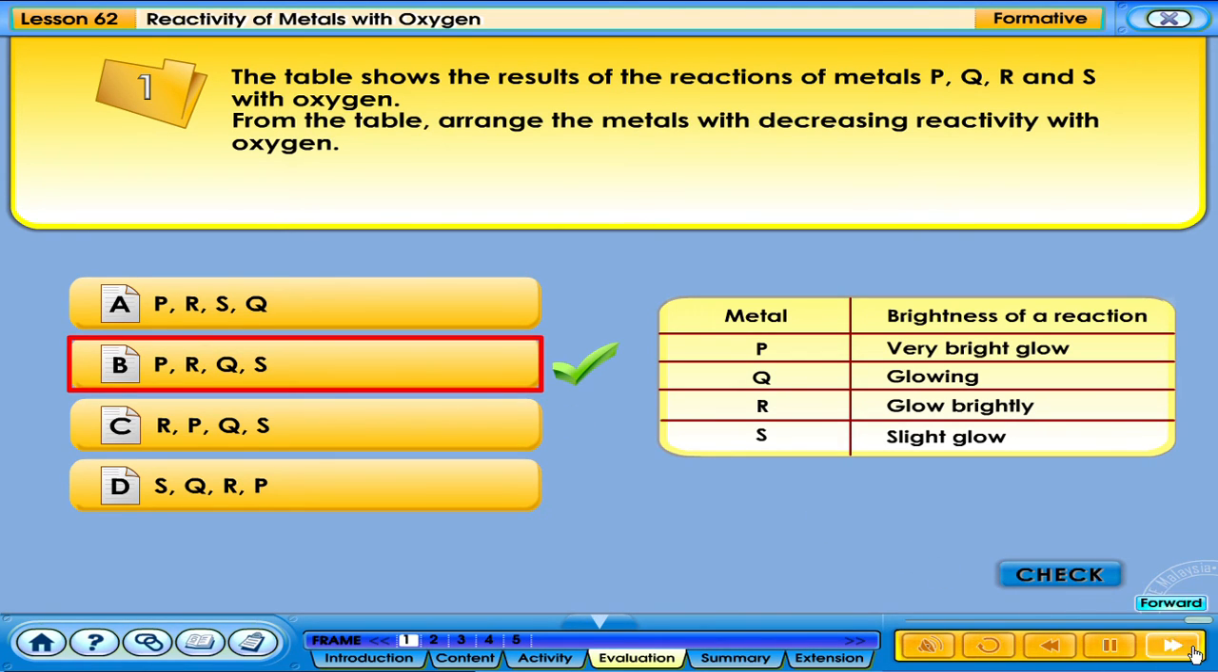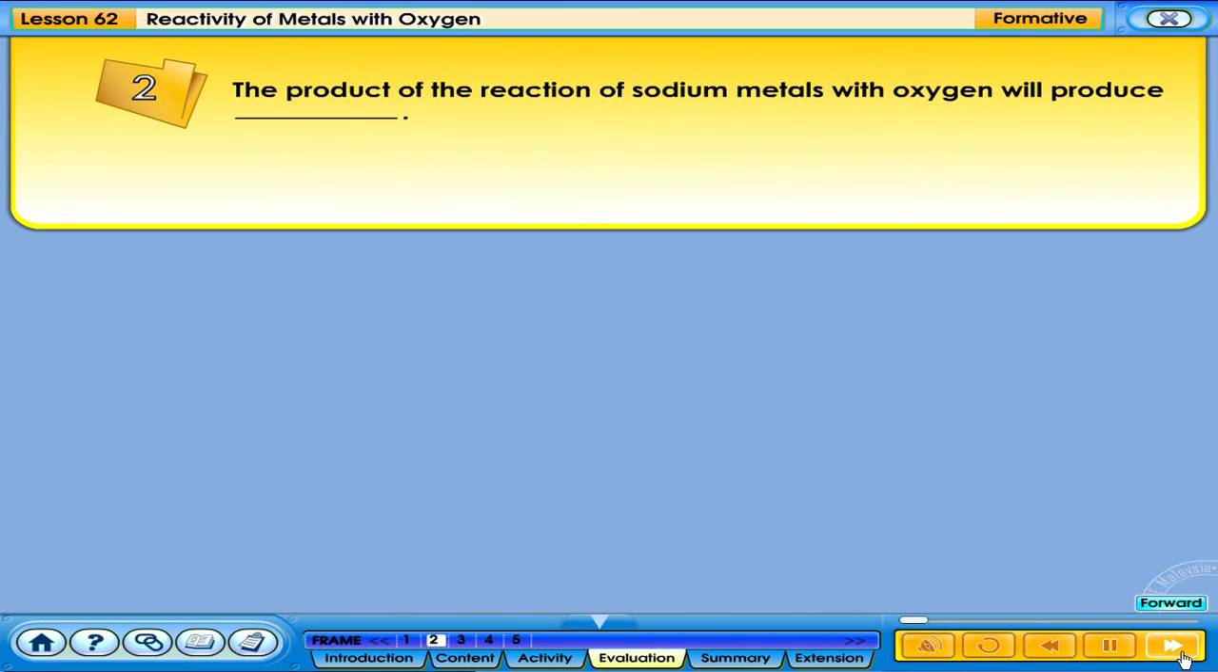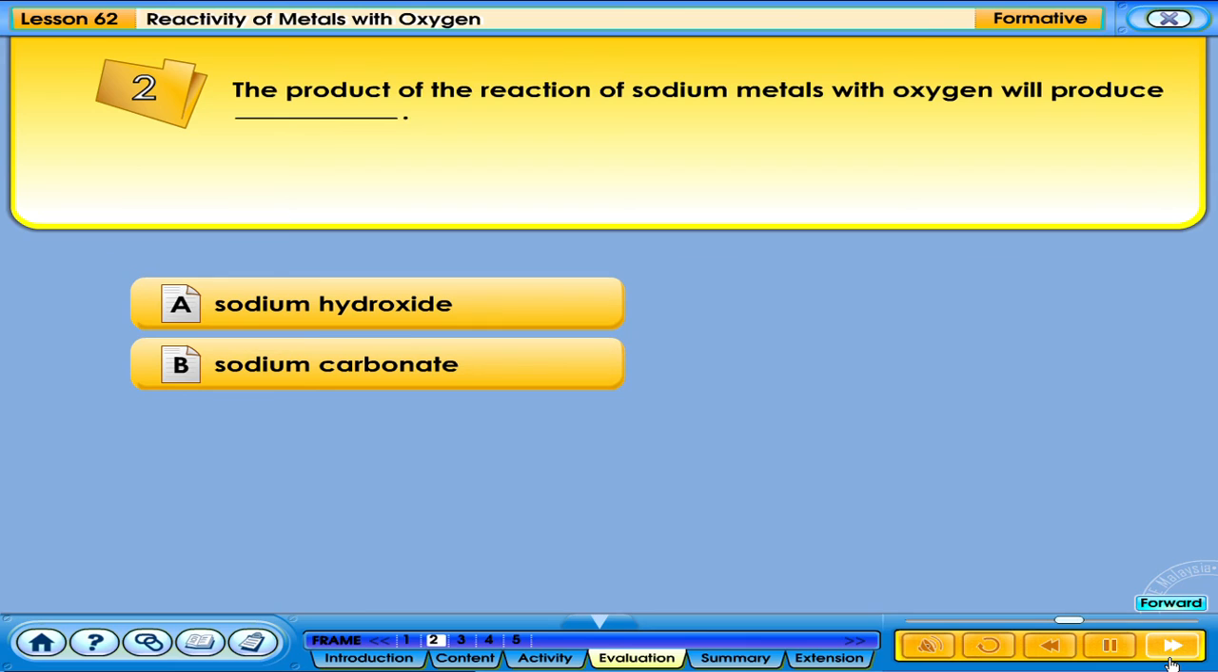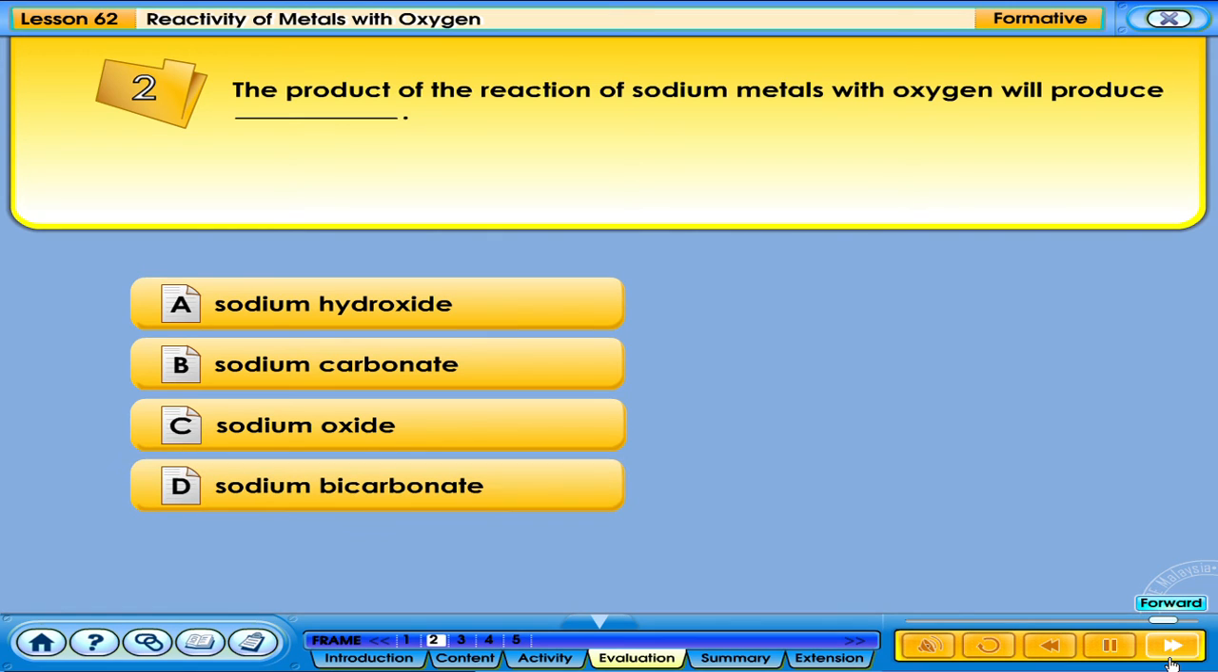Your answer is correct. The product of the reaction of sodium metals with oxygen will produce A. Sodium hydroxide. B. Sodium carbonate. C. Sodium oxide. D. Sodium bicarbonate.